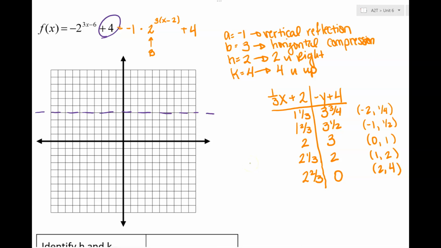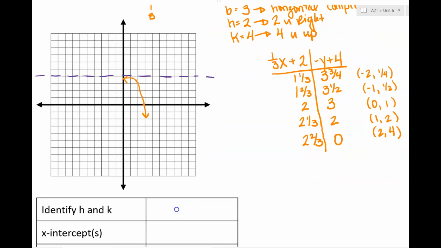And then we're going to graph to the best of our ability because we've got lots of fractions going on. Okay, so we've got 1 1/3 and 3 3/4, 1 2/3 and 3 1/2, 2 and 3, 2 1/3 and 2, and then 2 2/3 and 0. So yes, please do your best to get it as accurate as possible.